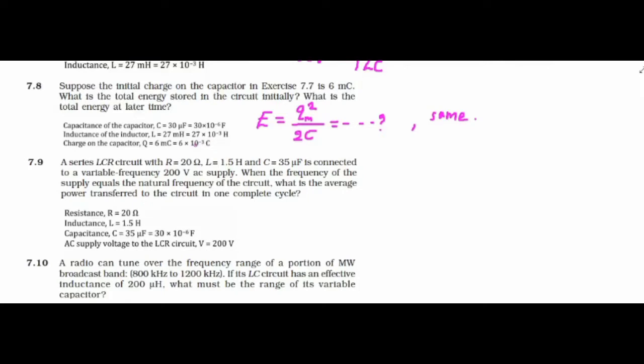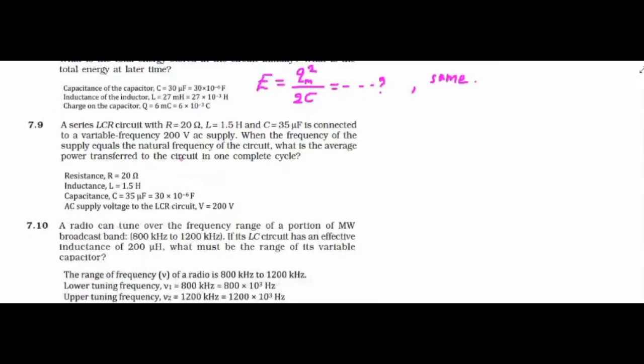Next, question 9. LCR circuit values of R, L and C are given. VRMS is given as 200 volt. Again, when the frequency of the supply equals the natural frequency of the circuit, what is the average power transferred in one complete cycle?